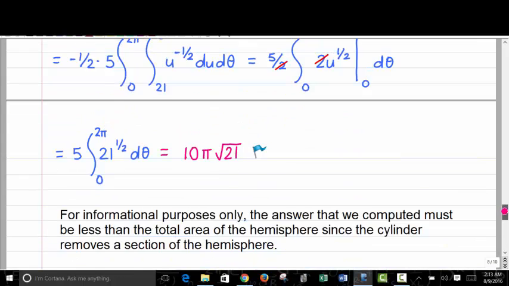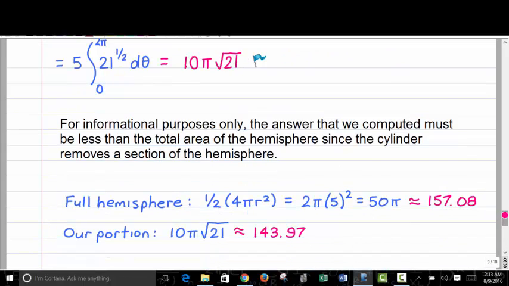Now this, like I said, is for informational purposes only. I just showed you geometrically that the surface area formula for a sphere is 4 pi r squared. You don't need to know that. But we're doing a hemisphere, so I just put a half of that in front of it. Our hemisphere has a radius of 5, so 50 pi is what the entire hemisphere surface area would be.